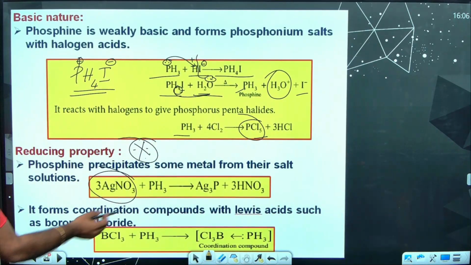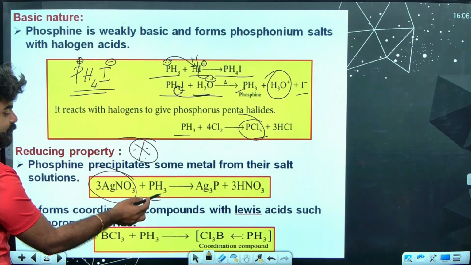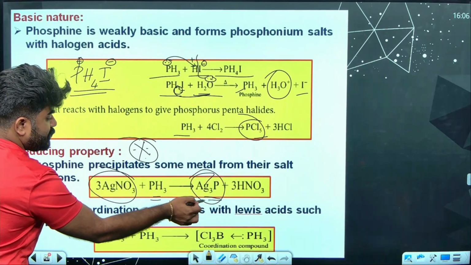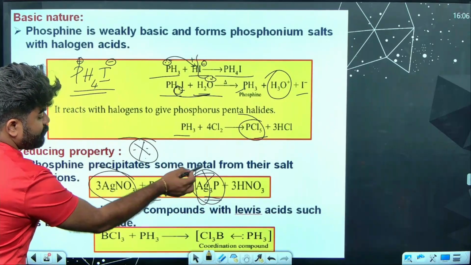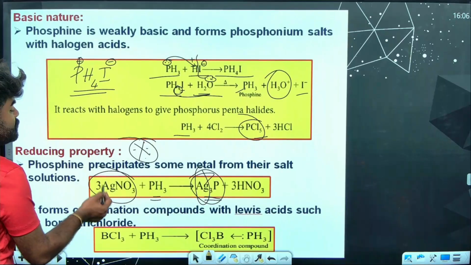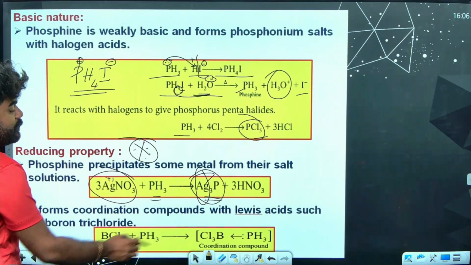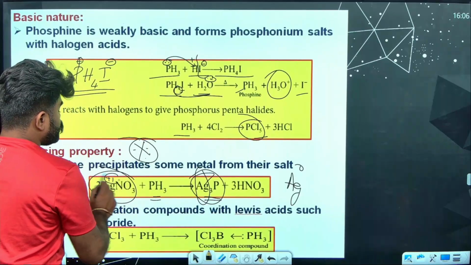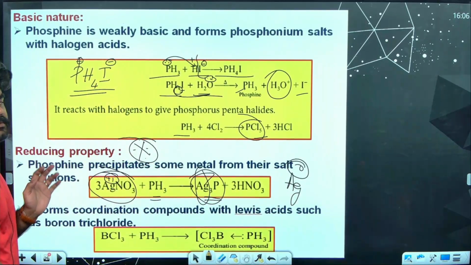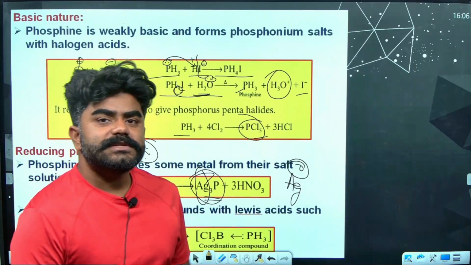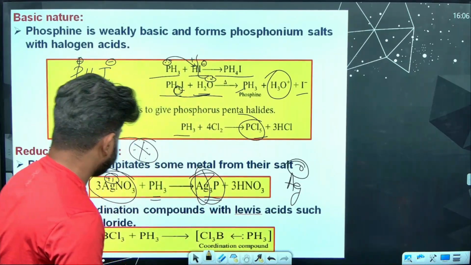AgNO3 கூட phosphine-ஐ treat பண்ணோம்னா என்ன ஆகும்னா it will form silver phosphide. ஸோ through the silver phosphide நம்ம இந்த silver metal-ஐ தனியாக precipitate பண்ணி எடுக்கலாம். ஸோ இந்த இடத்துல silver-ஓட oxidation state என்ன, +1. இப்போ silver metal-ஆக இருக்கும் போது அதோட oxidation state 0. ஸோ +1-லேருந்து 0 oxidation state-க்கு போயிருக்கு, which means it is reduction. Reducing in its oxidation state is reduction.